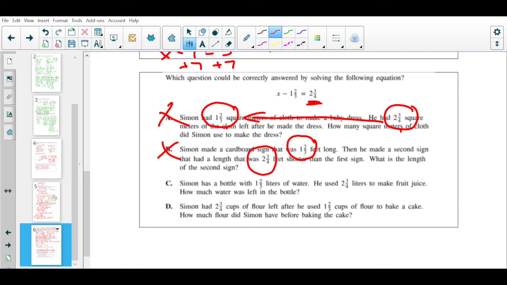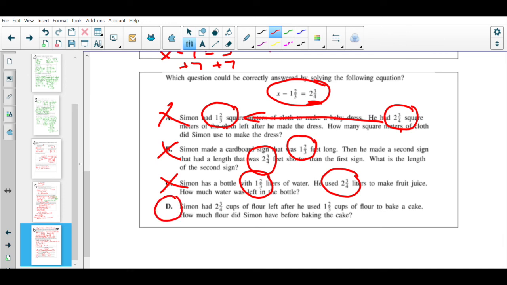Simon has a bottle with 1 2/3 liter of water. He used 2 3/4 liters to make fruit juice. How much water was left in the bottle? Again, we're having negative quantities. If we start with this much water and we use more than what's in the bottle, then we'd have a negative quantity, and that can't be, right? And that's not what's described in this equation. So it has to be D.